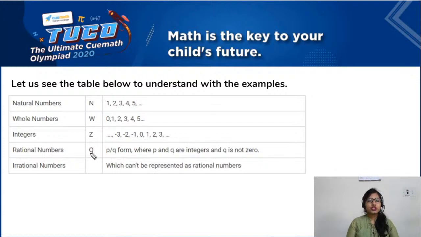Coming to rational numbers, which is represented by Q, P over Q form. Rational numbers are very, very important to understand, which is the basic focus of our session for today. That is P by Q form, where P and Q are integers and Q is not equal to 0. So basically, we will be learning a lot of things related to rational numbers. How do we relate a rational number to a fraction? What are irrational numbers? What are terminating decimals? There are a lot of things which we are going to cover. With this, let's proceed further.